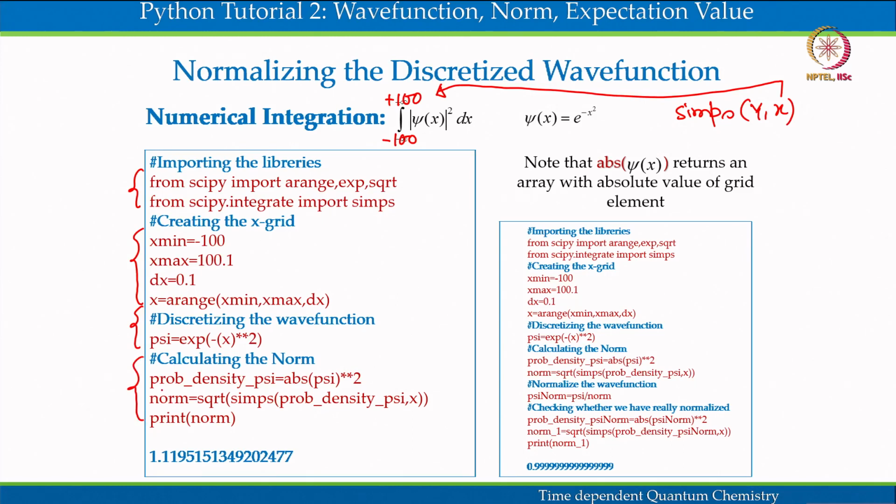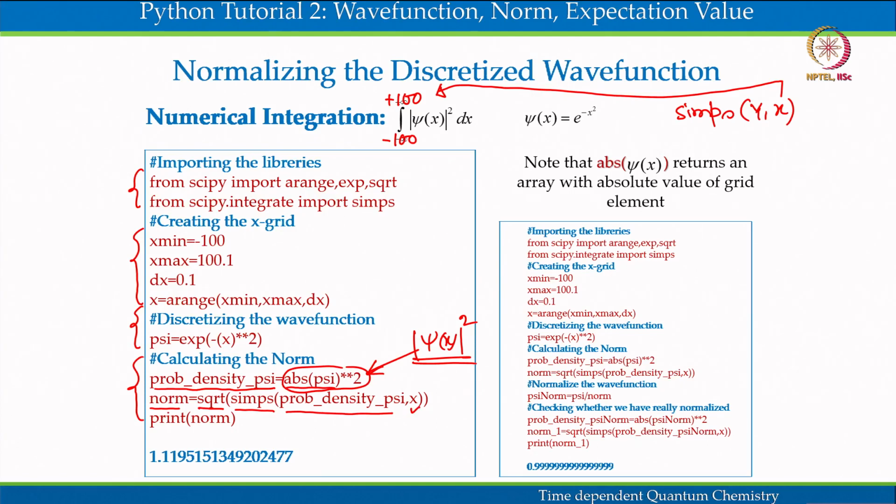First we will define the probability density of psi. How are we going to define it? It is nothing but the absolute value of psi squared, so this part is nothing but psi x square. That's the probability density. And then we have to find out the norm. Norm is going to be the square root of the integration of this probability density versus x.